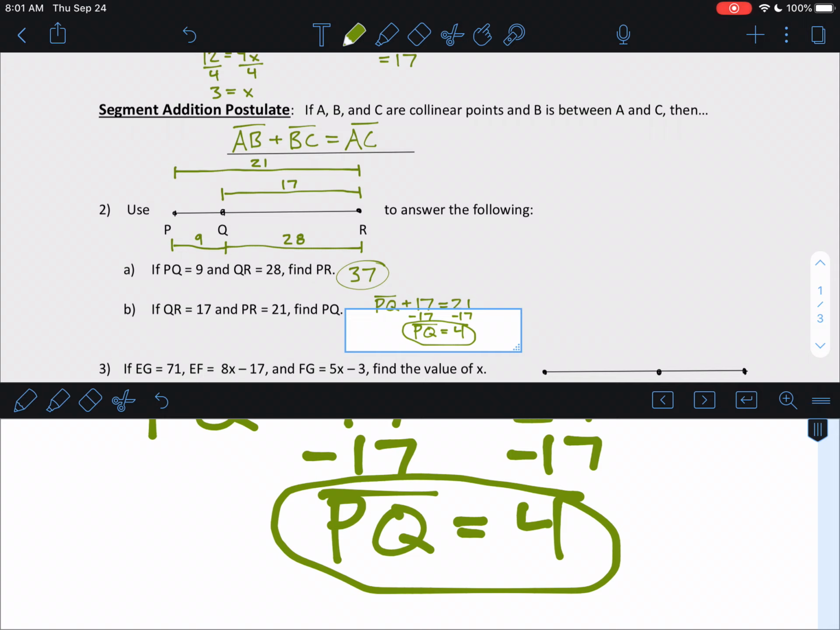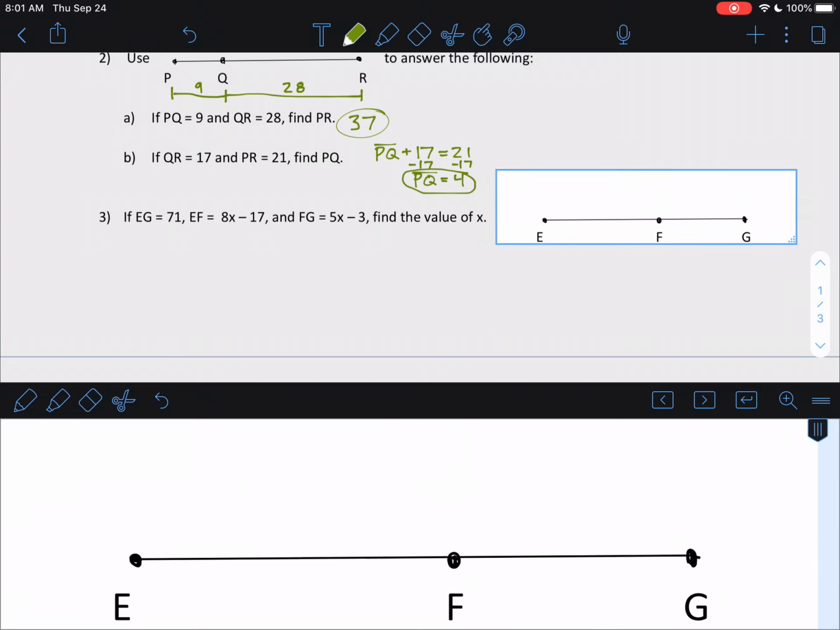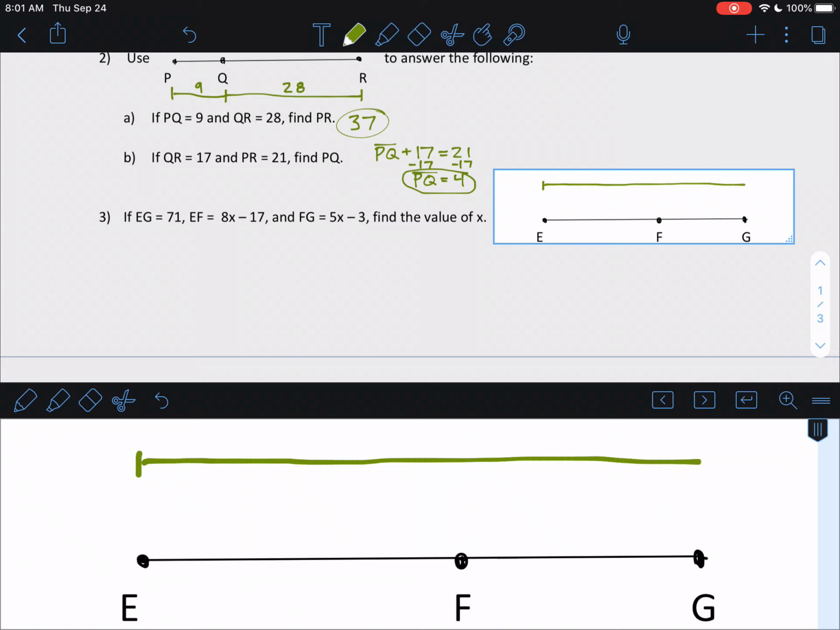Okay. So that was an application of the segment addition postulate. And this next example, we are going to be getting into the segment addition postulate with variables in it. So on this one, they say EG is 71. So I'll go ahead and label that. So this entire distance is 71. Then they say EF is 8x minus 17.